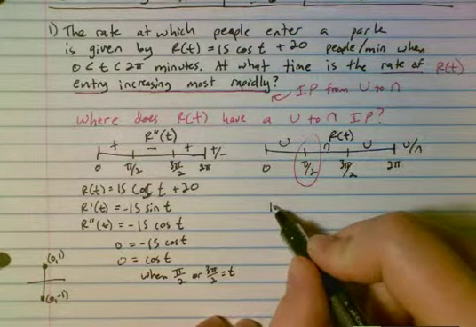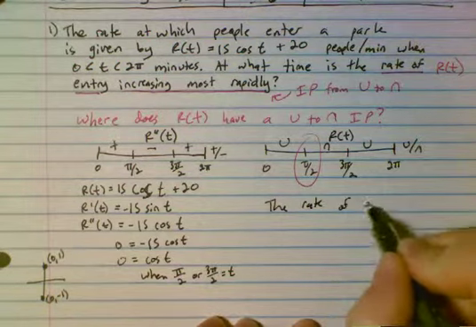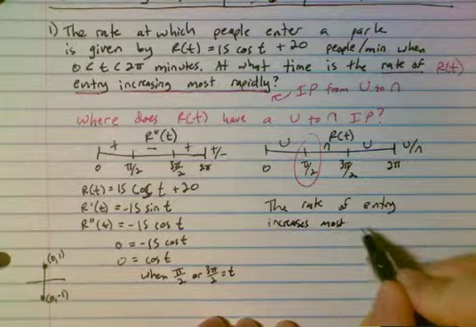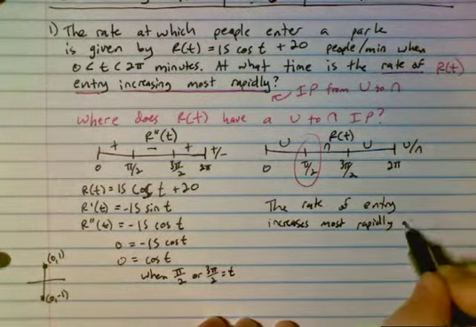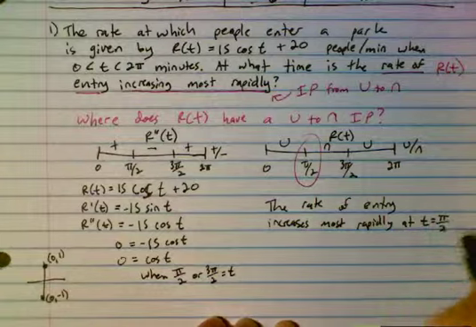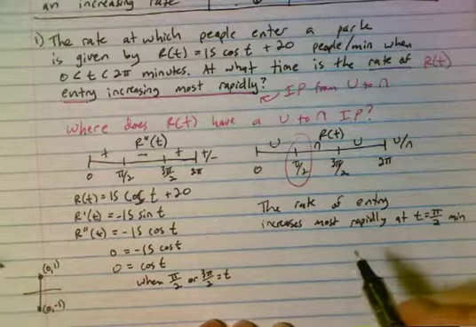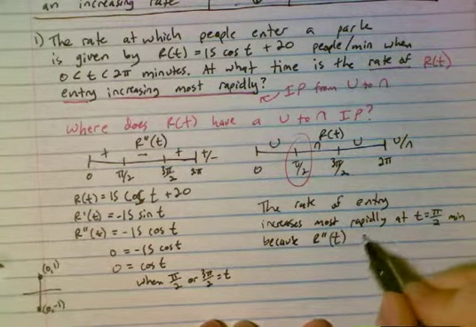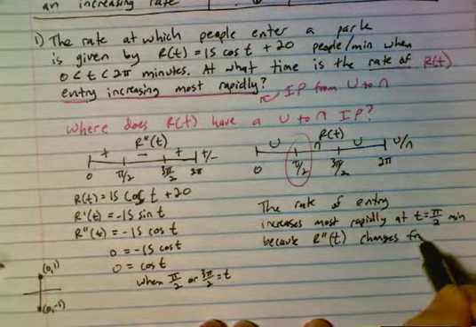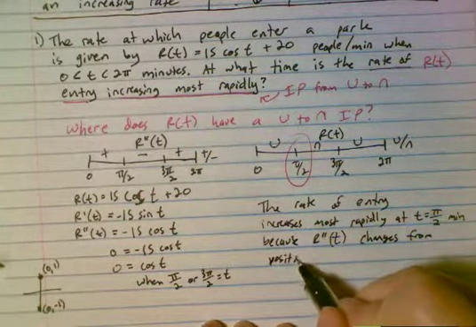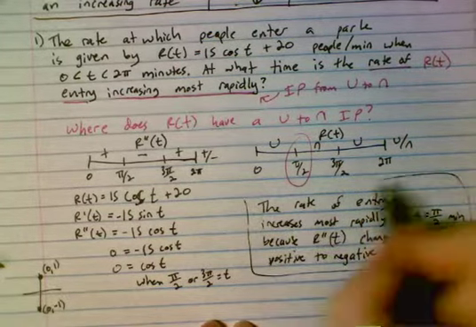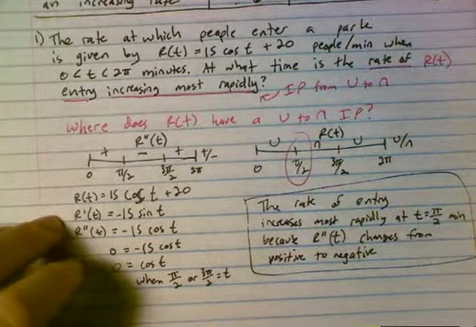So the rate of entry increases most rapidly at t equals pi over 2 minutes because r double prime of t changes from positive to negative. So same idea as what we've been doing. It's just that now there's a different word to look at.